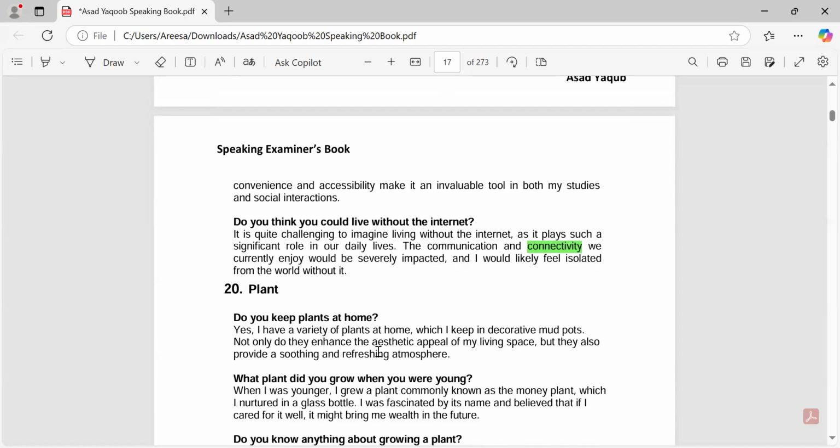Can you repeat the question? Sorry, I think I spoke a little bit fast. Do you know anything about growing a plant? Yes, I have practiced it. Have you answered this question? Yes, I knew some of the basics of growing a plant, like their basic requirements, what is good for their growth.